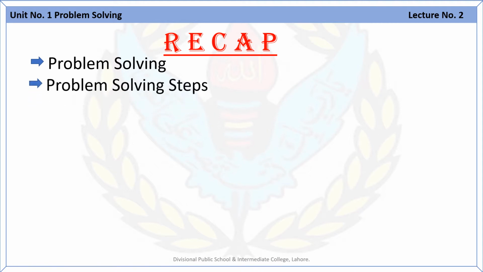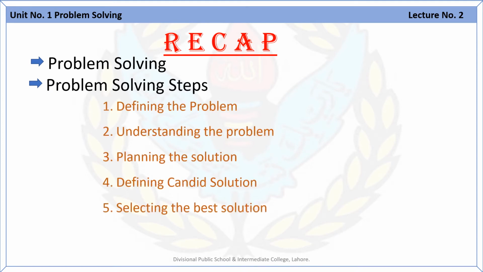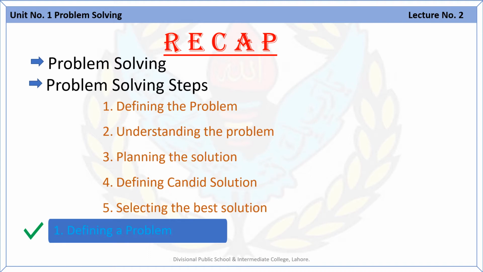We have already read the steps of solving problems, that is, defining the problem, understanding the problem, planning the solution, defining candidate solutions, selecting the best solution. We have already understood the first step, defining the problem. A well-defined problem is the one that doesn't contain ambiguities. All the conditions are clearly specified and it has a clear goal.